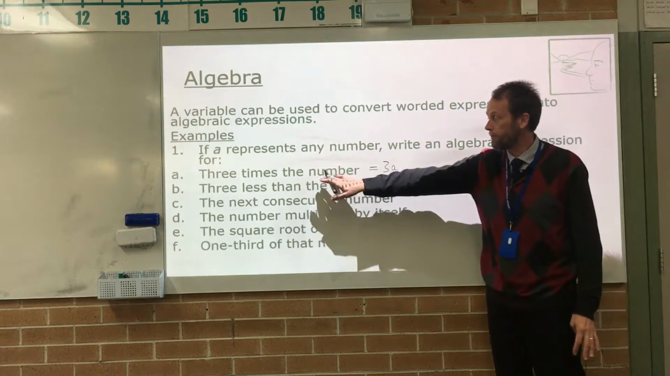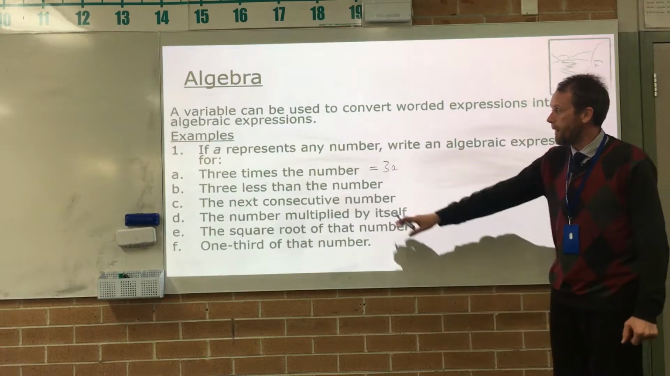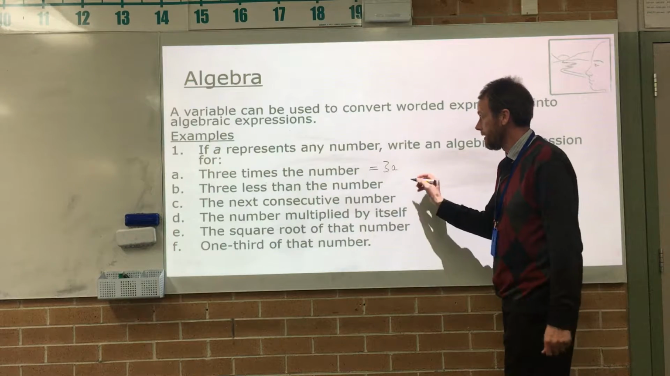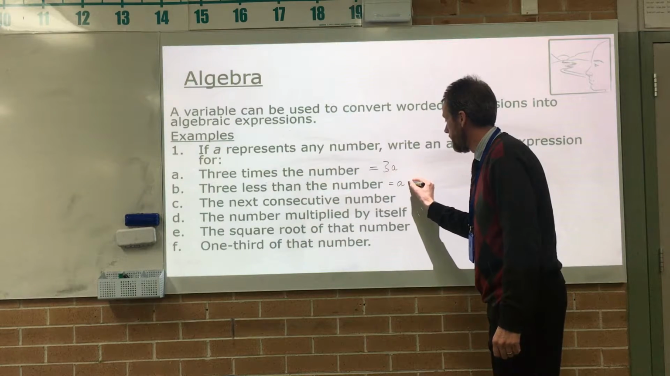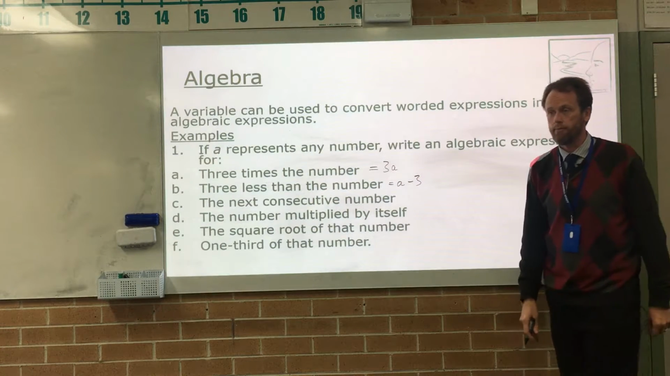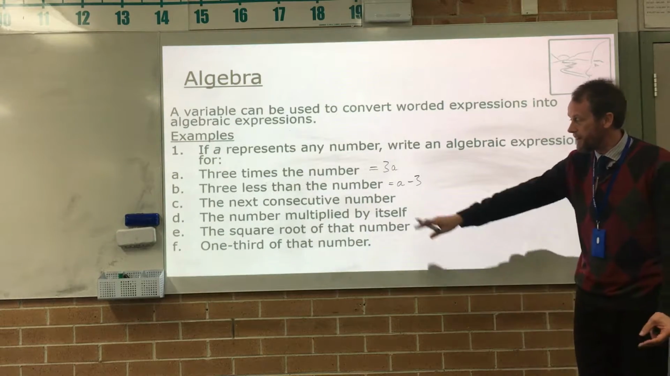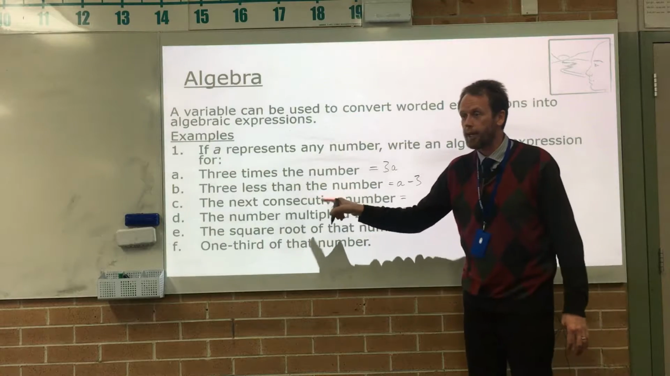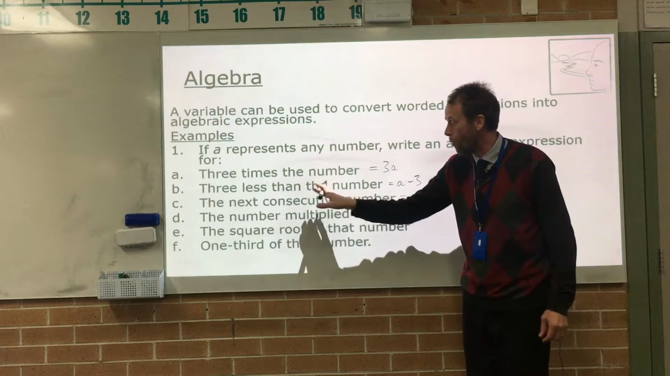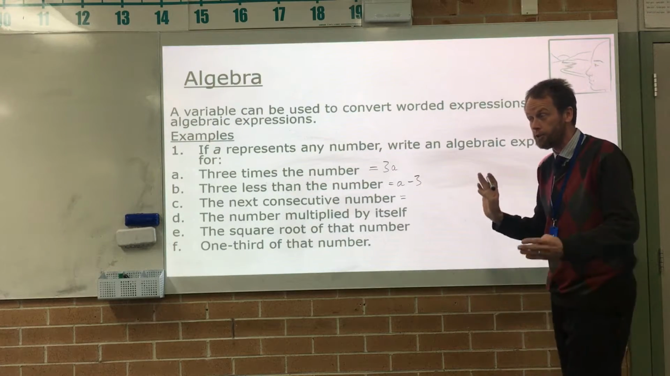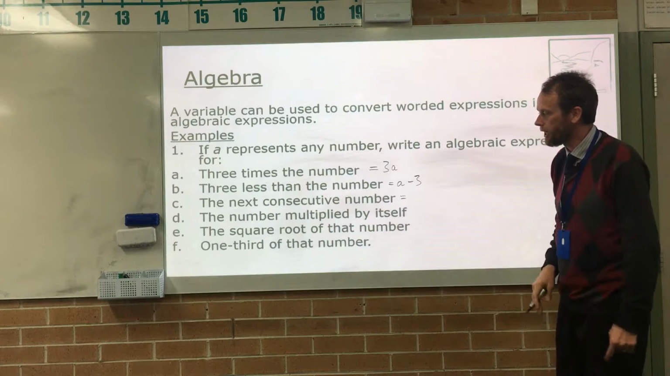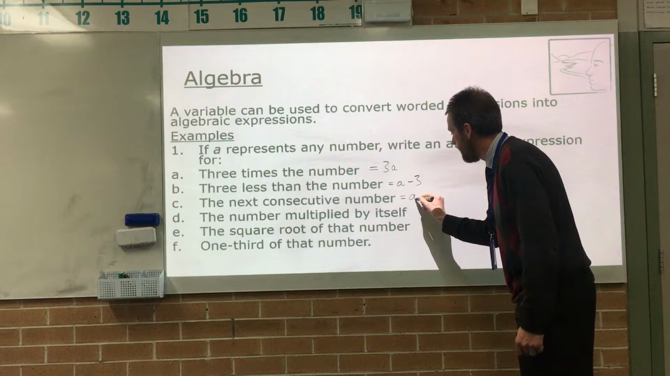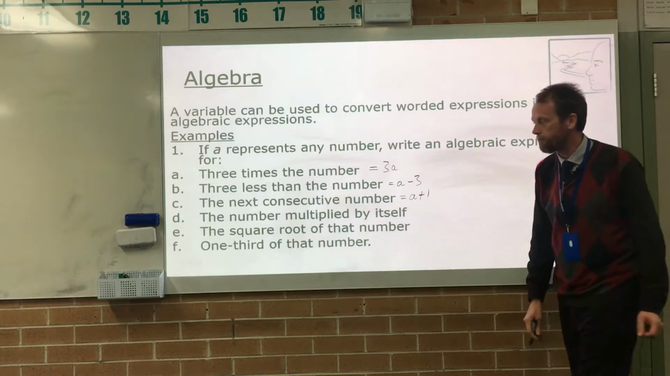Notice how I'm able to simplify it to that. 3 less than the number is equal to the number minus 3. The next consecutive number. Now you need to know that consecutive numbers are just numbers in order. So 1, 2, 3, 4, 5, etc. Well, the next consecutive number, we don't know what we're starting at, but we know to find the next one is just A plus 1.